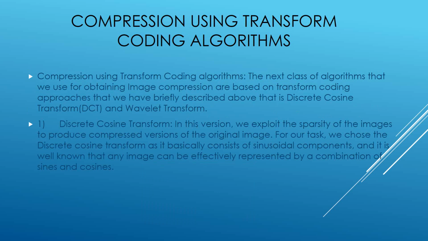Now we'll be talking about compression using transform coding algorithms. The next class of algorithms is based on the transform coding approaches that we briefly described above: the discrete cosine transform and the wavelet transform.